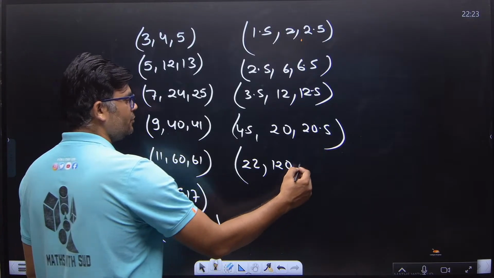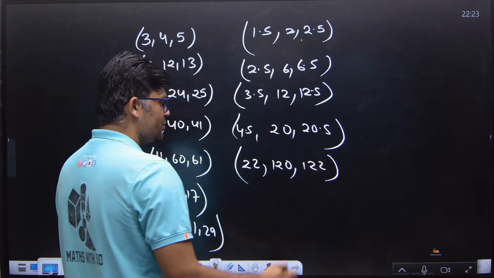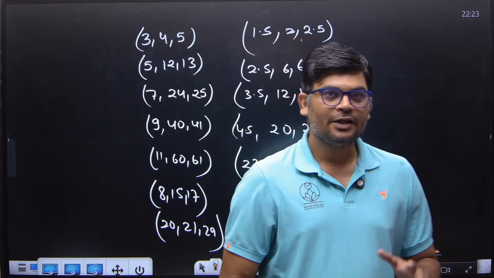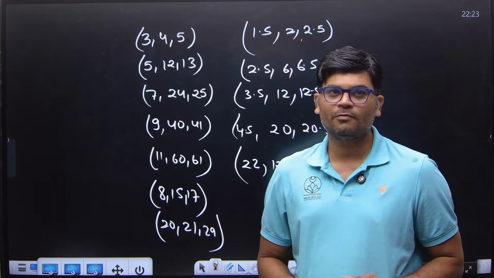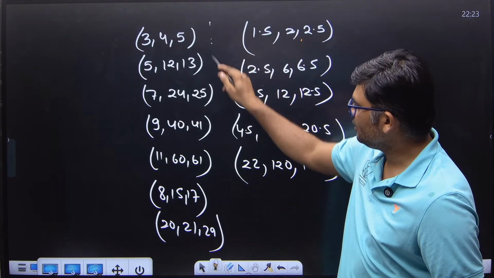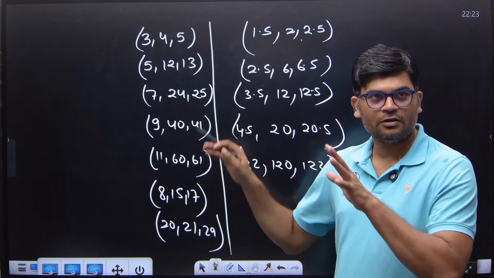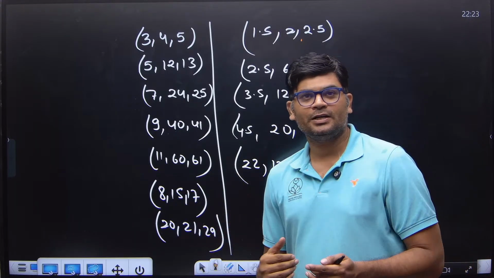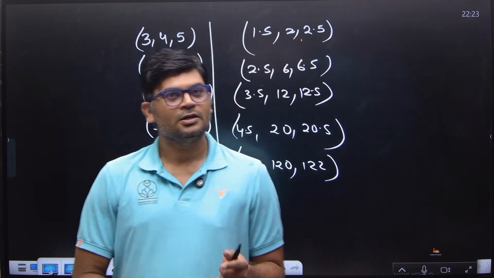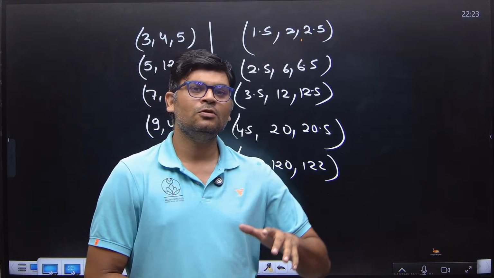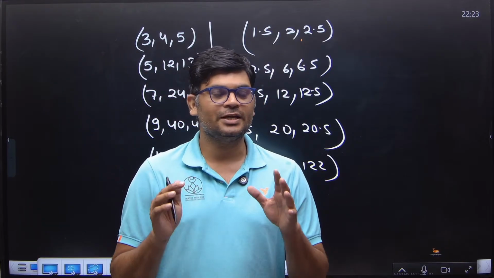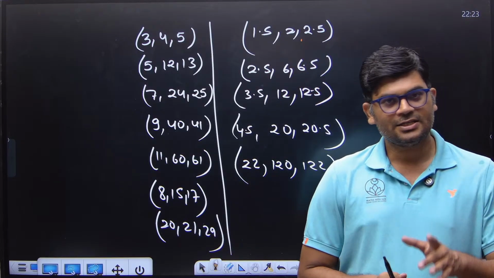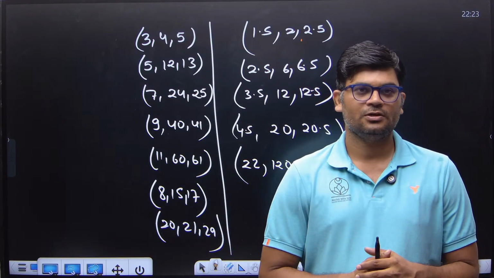So if this becomes 22, this becomes 120, what will this become? 122. Whenever you see these numbers, you have to check if they have any common factor. If you divide by the highest common factor, you will reach one of these Pythagoras triplets for sure, and then you can see by which factor it has been multiplied or divided. The same factor will be applied to the other side as well, because these are similar triangles and the sides are always proportional.